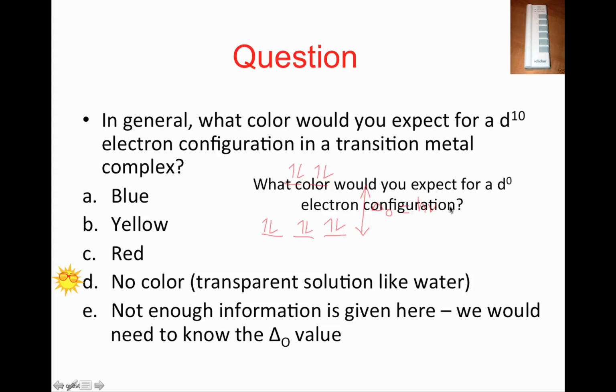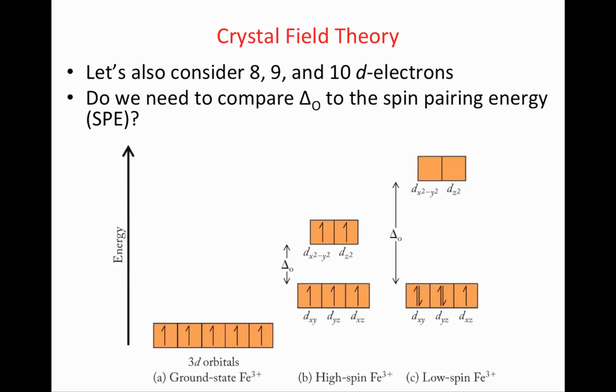Here's an interesting question. What color would you expect for a d0 electron configuration? And the answer, of course, is, well, if I have no electrons here and no electrons here, I can't promote an electron from here to here. So I also expect to have a colorless species. And that's the case if I have, for example, titanium 4+ complexes. I don't have any d electrons, and they're uncolored.